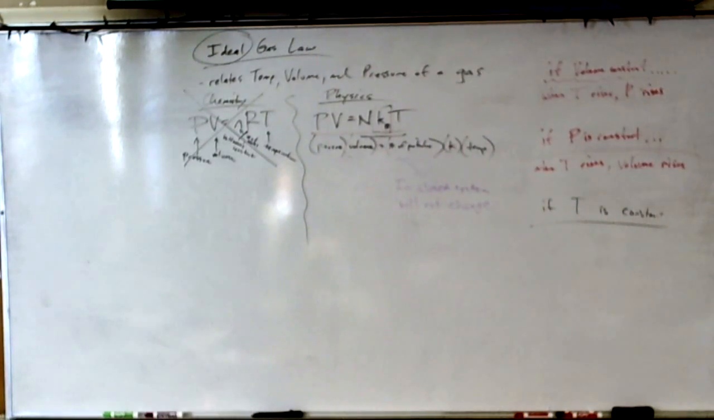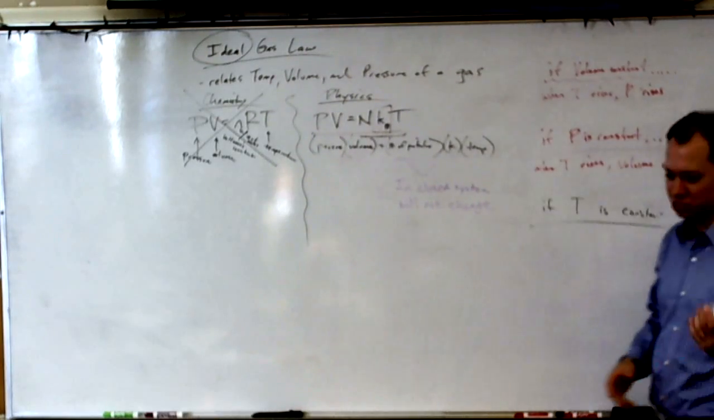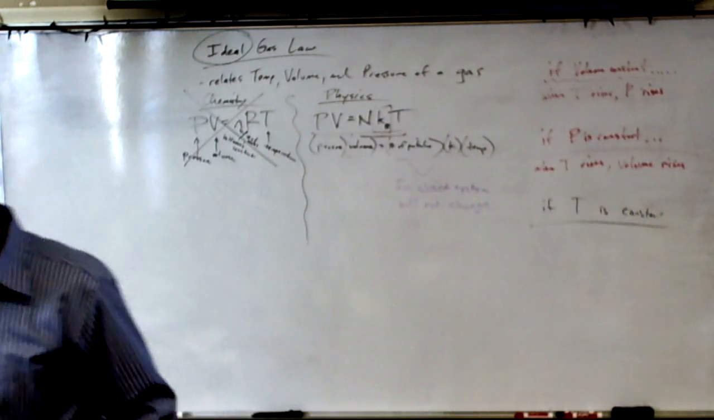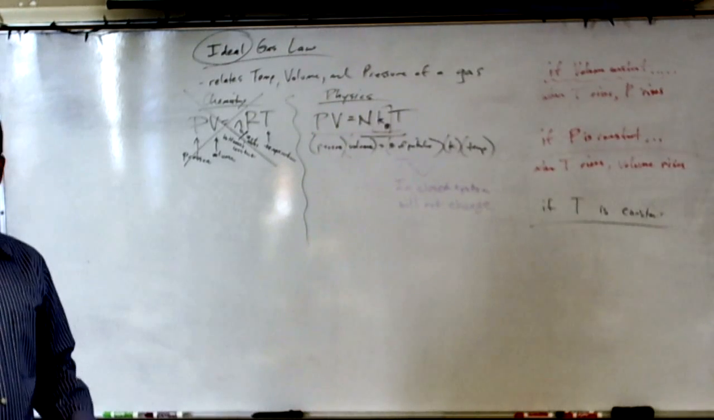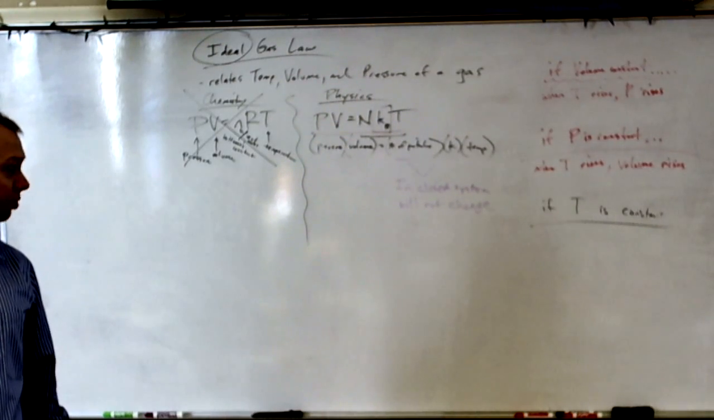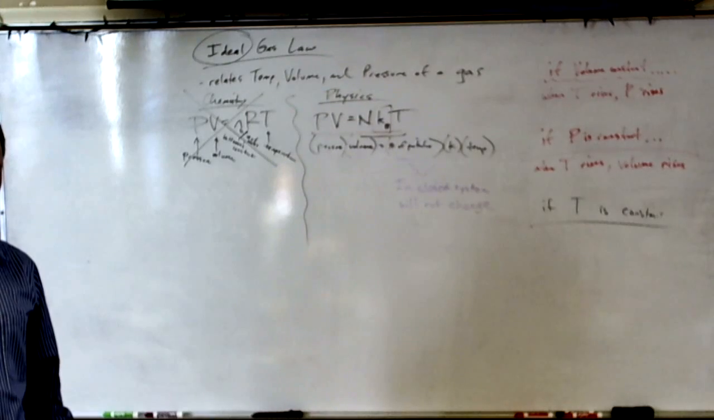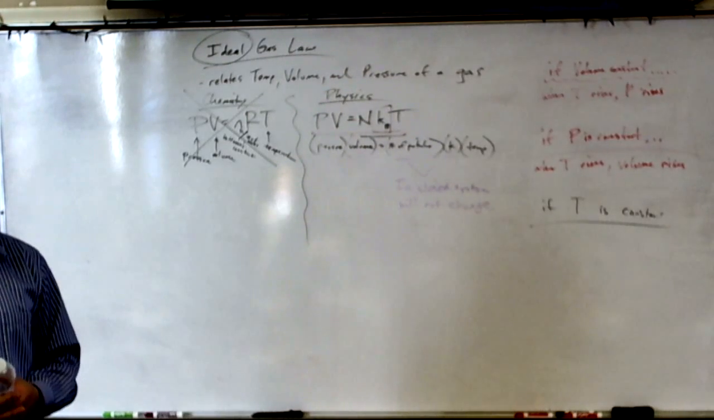T and n constant. As volume decreases, pressure increases. I see. I'm shifting all the air to somewhere else, so now it's pushing out against that part of the bottom wall. Therefore, if volume increases, the pressure decreases. I'm more equalized now with atmospheric pressure.